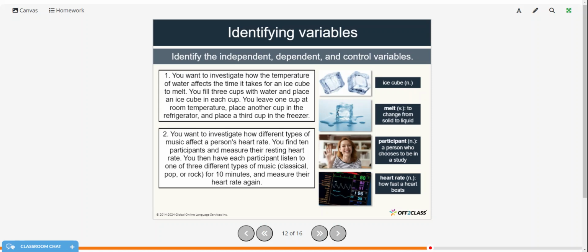So you want to investigate how the temperature of water affects the time it takes for an ice cube to melt. You fill 3 cups with water and place an ice cube in each cup. You leave one cup at room temperature. You place another cup in the refrigerator and a third cup in the freezer.